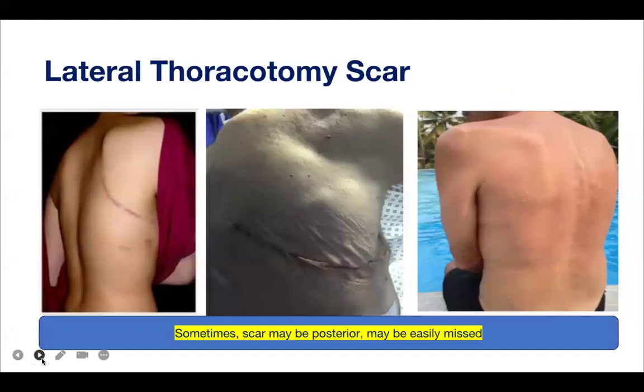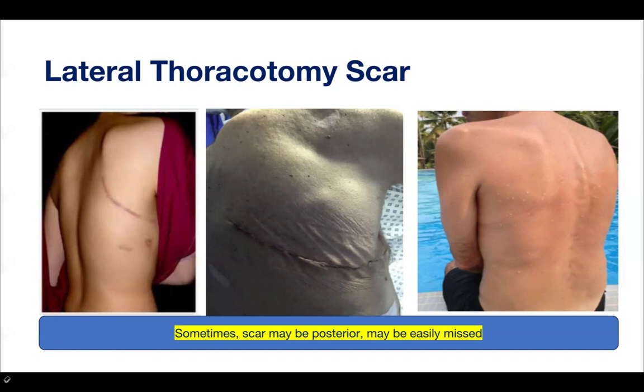We will proceed. The most important scar mark is the lateral thoracotomy scar. We should never ever forget it. It will be situated in the anterior chest as well as the back of the chest. Sometimes the scar mark is practically more on the back side. So if we only look from the front of the chest, we can easily miss the scar mark. We should always check the back for the lateral thoracotomy scar mark.